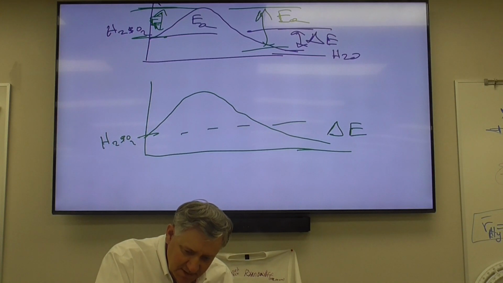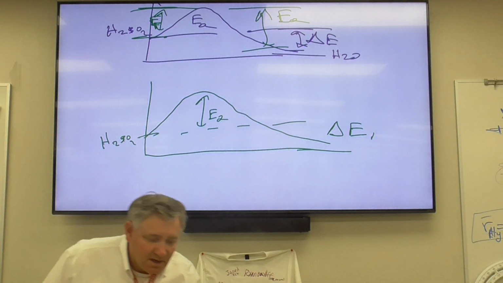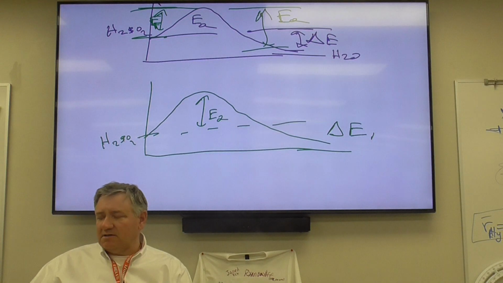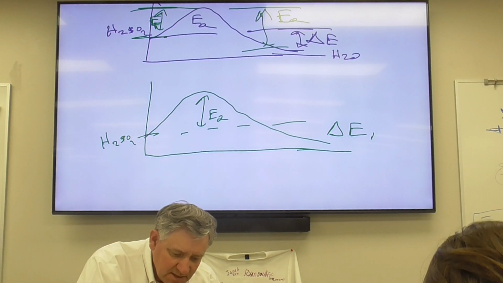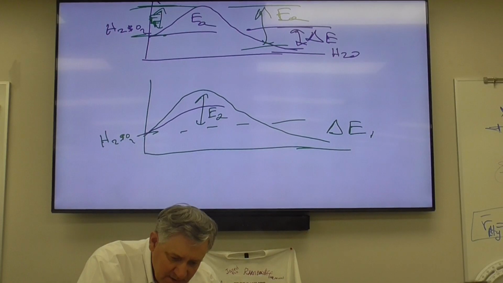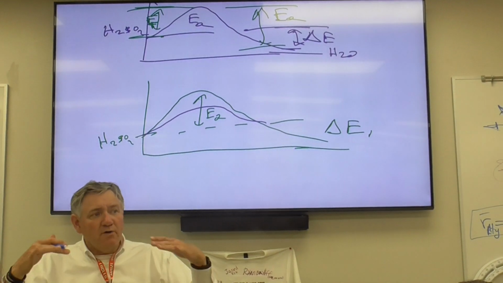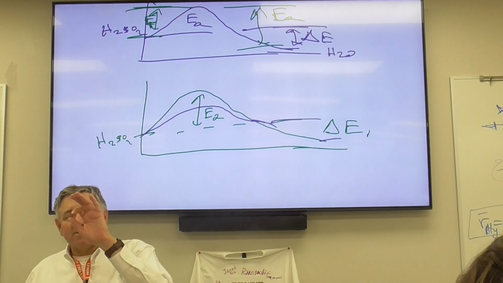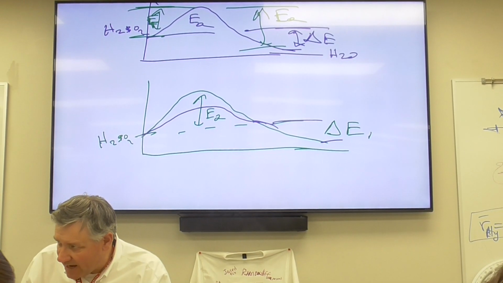There's my delta E. And this is my activation energy. So let's say that's the normal reaction. So what a catalyst does, listen to me very carefully, what a catalyst does and what a catalyst doesn't do. What a catalyst does is that it lowers the activation energy, okay? But the overall change in energy remains the same. So catalysts don't change whether it's an endothermic or exothermic reaction.